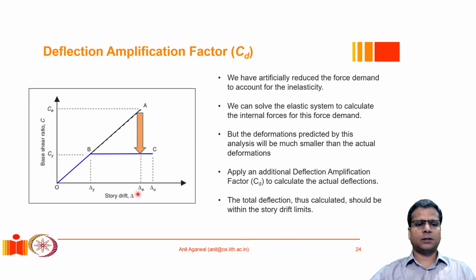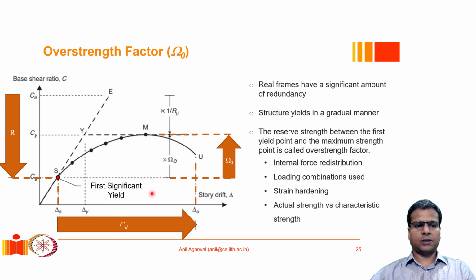So for every given system, let's say we are talking about a moment resisting frame of a special level of ductility, then for such a frame, there will be a particular R value given to us, which will correspond to this reduction from CE to CY, and there will be a particular CD value given to us, which would correspond to the amplification of deflections when we move from delta Y to delta U, which is actually the real deflection. So we can calculate the deflections using this method.